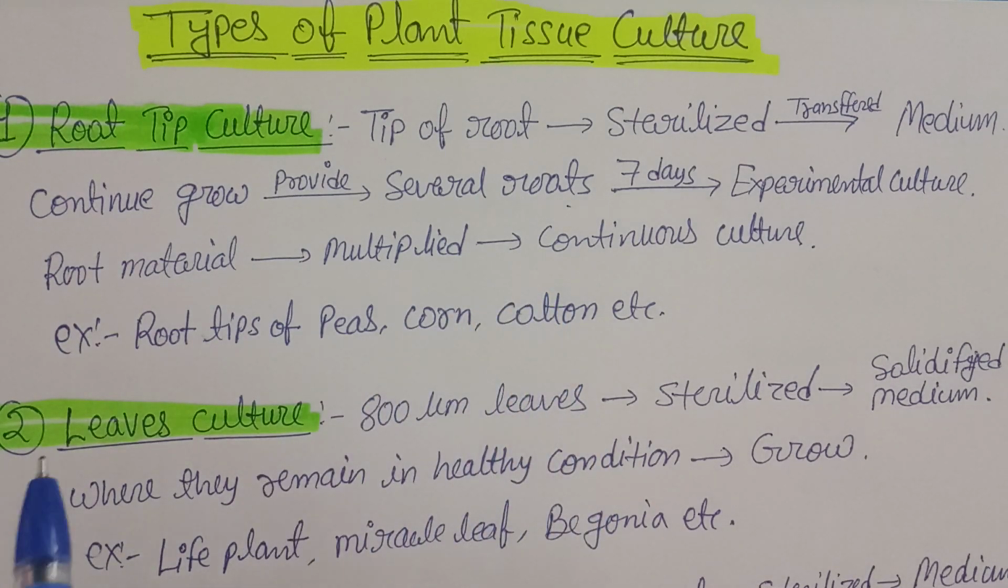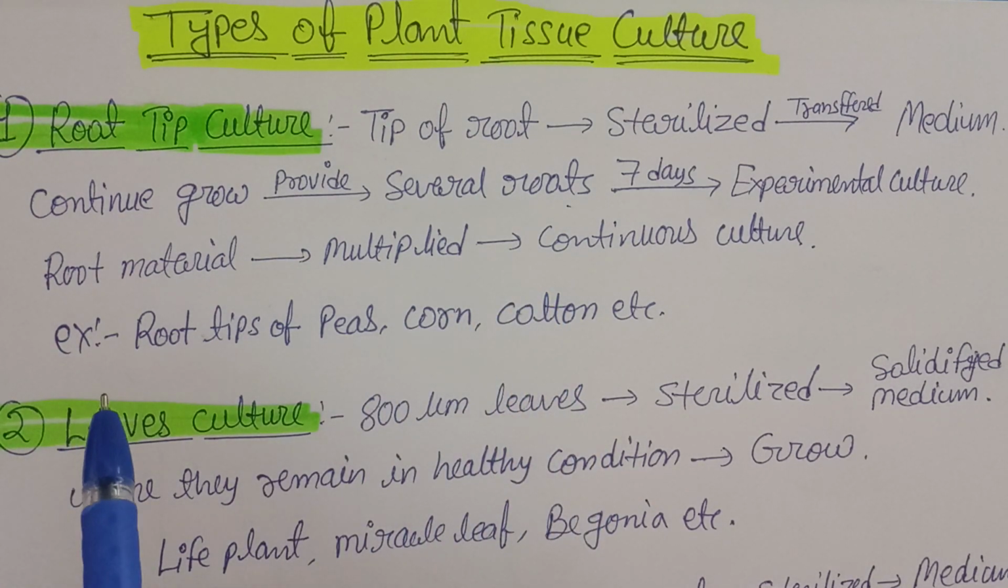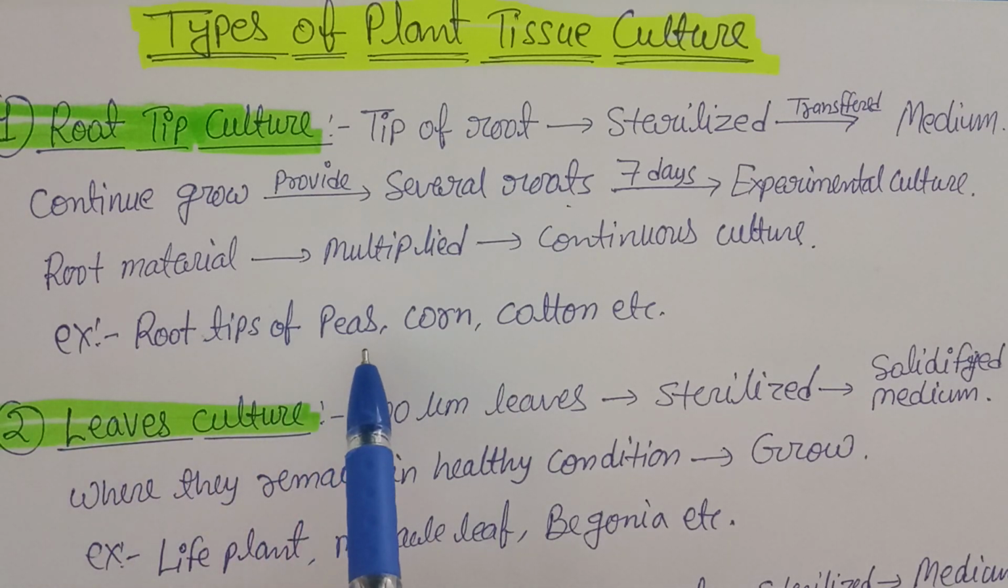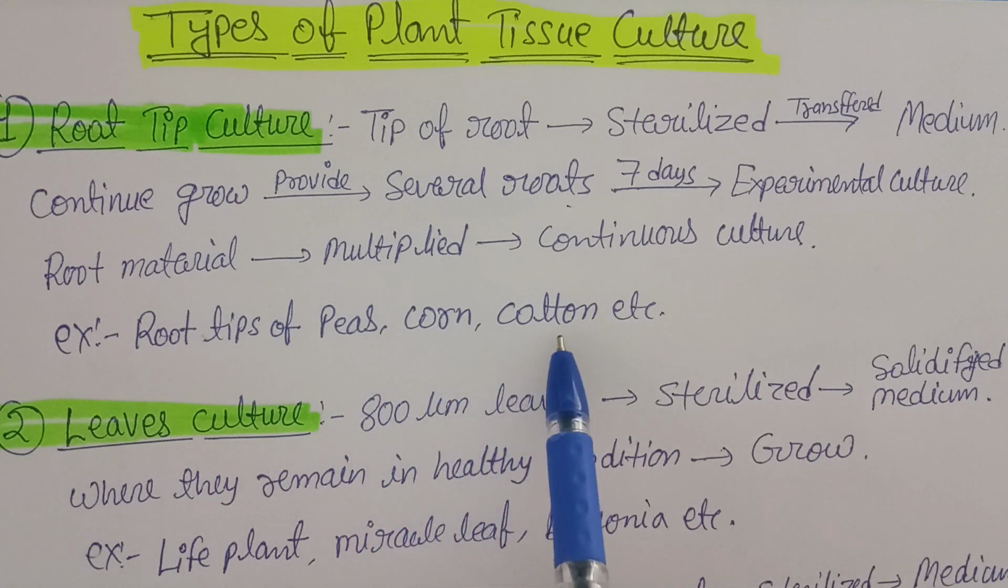The examples here are very, very important. In many books the examples are not available. I have collected these from different research articles, right? So that is very important. You have to give this example: root tips of peas, corn and cotton can be cultivated by root tip culture.